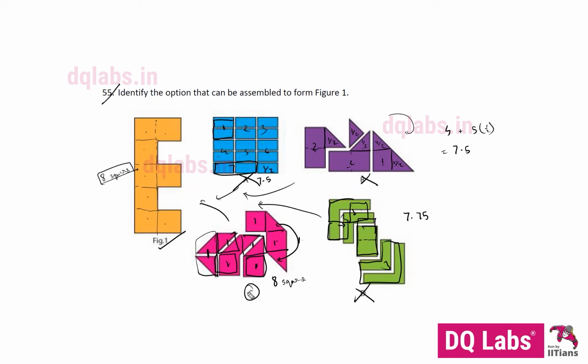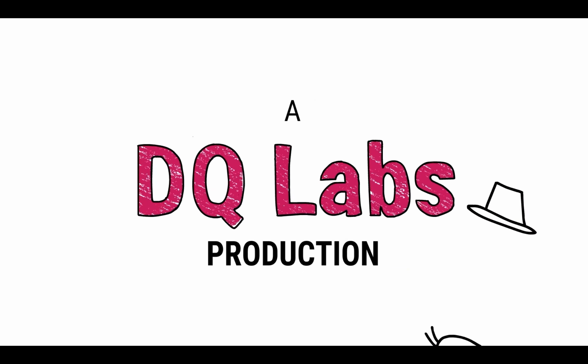So the only remaining option is C, which has 8 squares. So it can create figure 1.